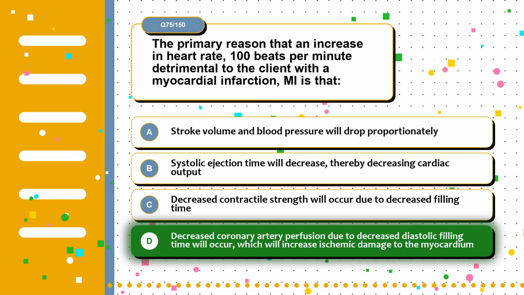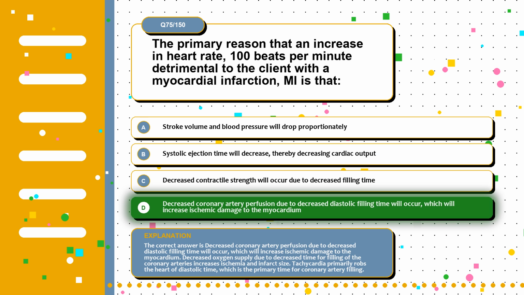The correct answer is option D. Decreased coronary artery perfusion due to decreased diastolic filling time will occur, which will increase ischemic damage to the myocardium. Decreased oxygen supply due to decreased time for filling of the coronary arteries increases ischemia and infarct size. Tachycardia primarily robs the heart of diastolic time, which is the primary time for coronary artery filling.